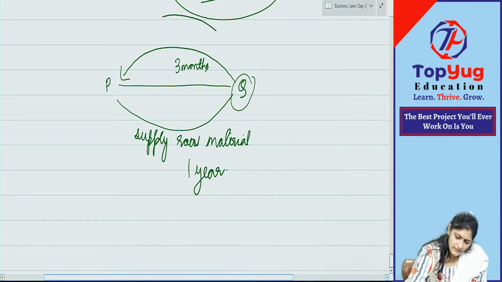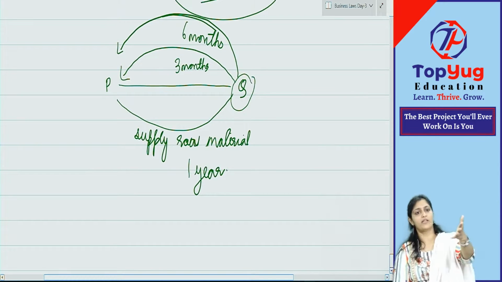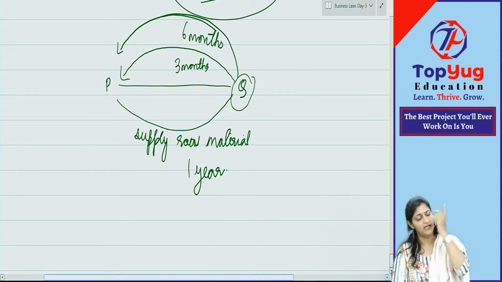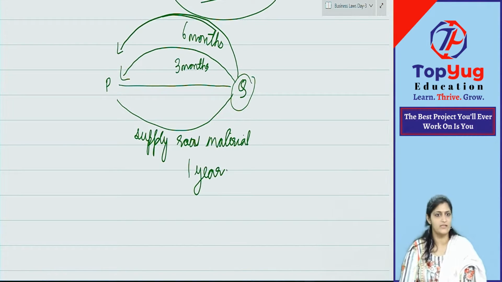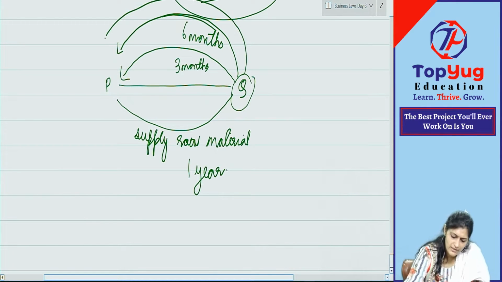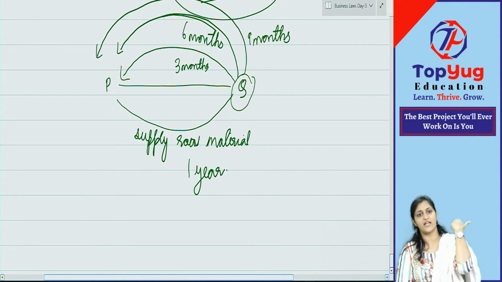Again, within 6 months, Q is going to P and telling, come on P, I want this much material, supply it to me. Is there another contract which comes into existence? Another contract comes into existence when acceptance is again made within 6 months. Again in 9 months, Q is coming to P and telling, P, supply the raw material which I require. Again a contract comes into existence.